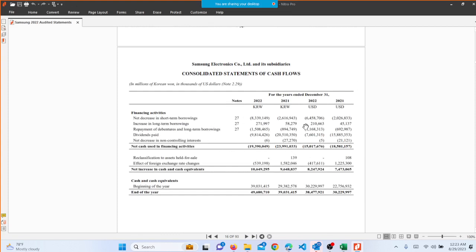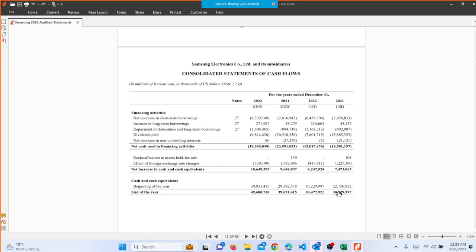And also they decreased the net term borrowings. Plus they paid some dividends, 15 billion and 7 billion. So in total they pay about 15 billion each year in terms of dividends and borrowing reduction, which means they reduce their loan, the debt. The net amount that increased their cash was about $7 billion in each year.